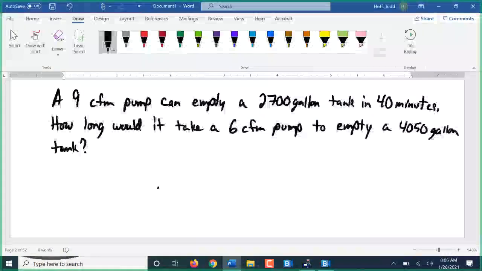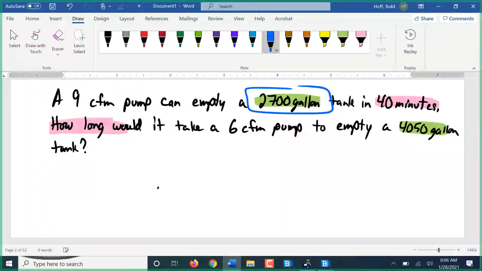The different thing here is there's nothing held constant. In our other situations, either the volume of the tank was held constant or the amount of time was held constant. Well, here the time is definitely changing because we're looking for the time, how long it's going to take for that 6 CFM pump to empty the tank. So what we have to do is come up with a first step where something is held constant. And here, that's going to be the volume of the tank.